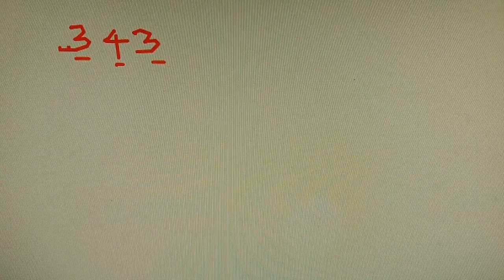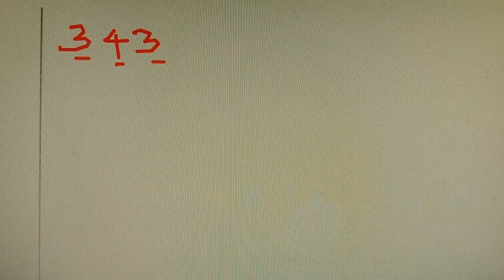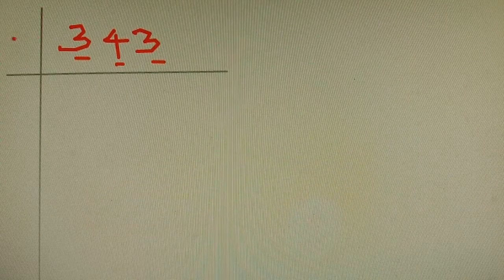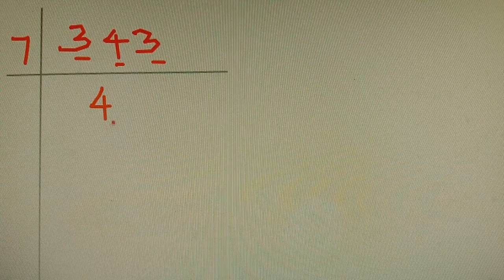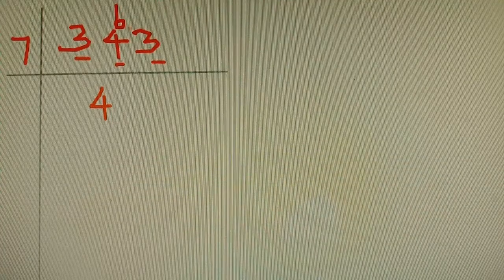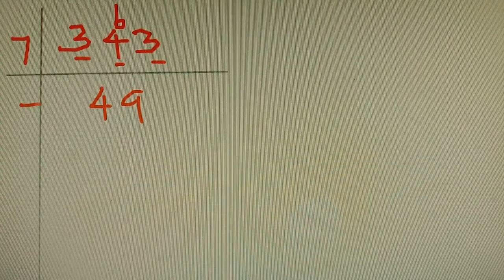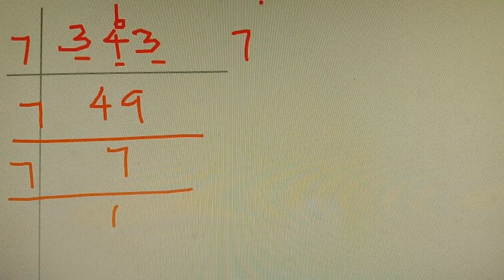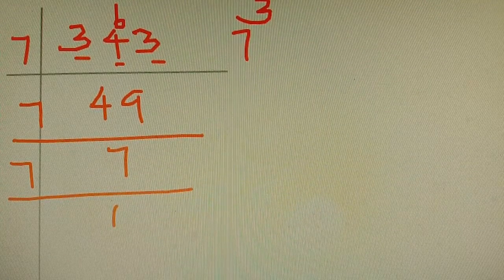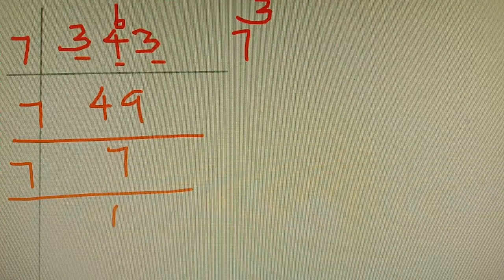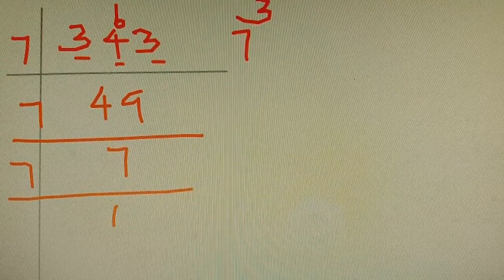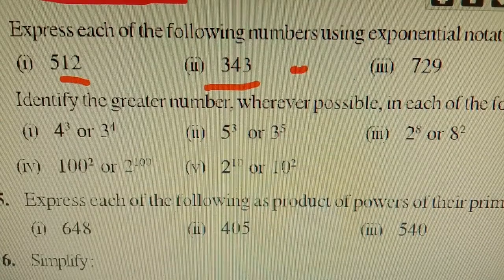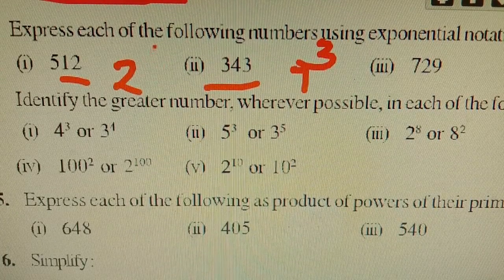We can check with the 7. First we divide 343 by 7. 7 fours are 28. Then 34 minus 28, that is remainder 6, so 63. 7 nines are 63. Then once more with the 7, that is 7. So how many 7s are there? 7 to the power 3. 7 7s are 49, 49 times 7 is 343. So the answer, 343 in exponential form, is 7 to the power of 3. And for 512, the answer is 2 to the power of 9.